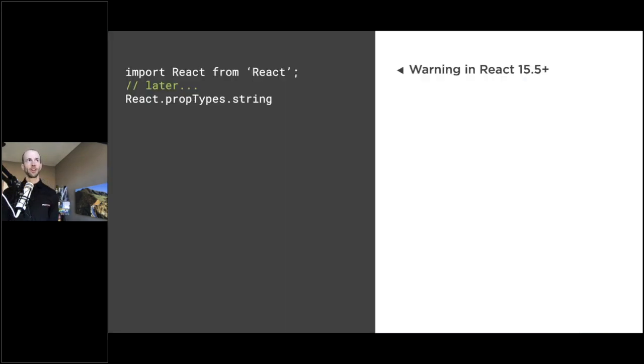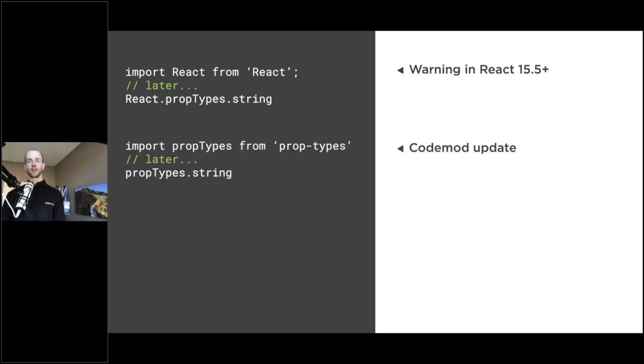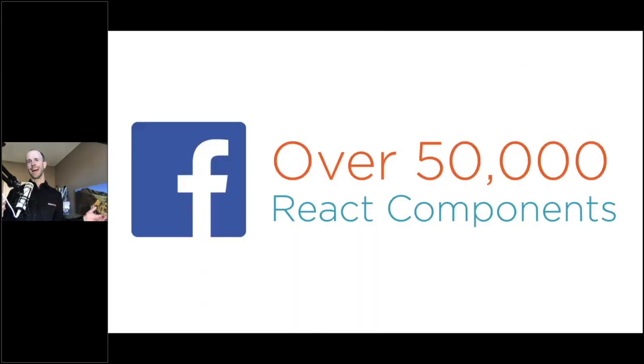For example, this code would have produced a warning in React 15.5, but if you ran the code mod update, then you end up with this new code instead. And this is essential because Facebook heavily uses React and created React in the first place to solve their own problems. Today they use over 50,000 React components in production. So they are heavily committed to the project and also therefore committed to not making big breaking changes that might make your life difficult later.